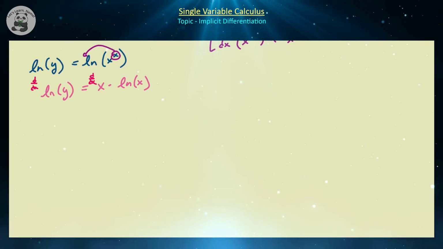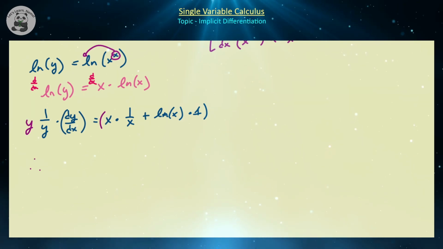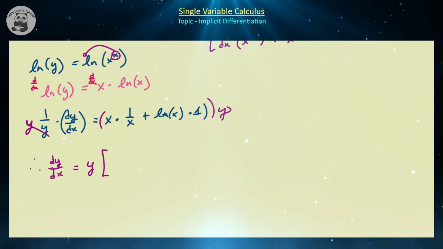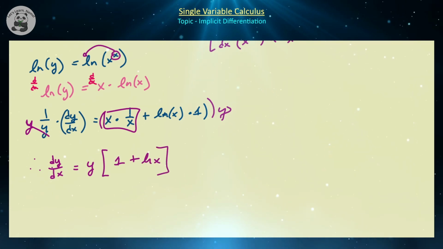So I'm going to have the derivative of natural log of y, so it's going to be 1 over y times dy over dx is equal to first times the derivative of the second plus the second times the derivative of the first. So let's clean this up a bit. And actually, let's multiply both sides by y. So I'm going to have dy over dx is equal to y times, so x times 1 over x, that's just going to be 1. And then we're going to have the natural log of x there.